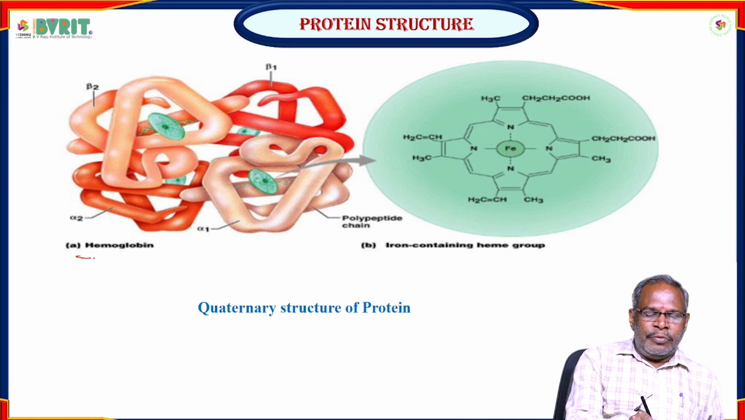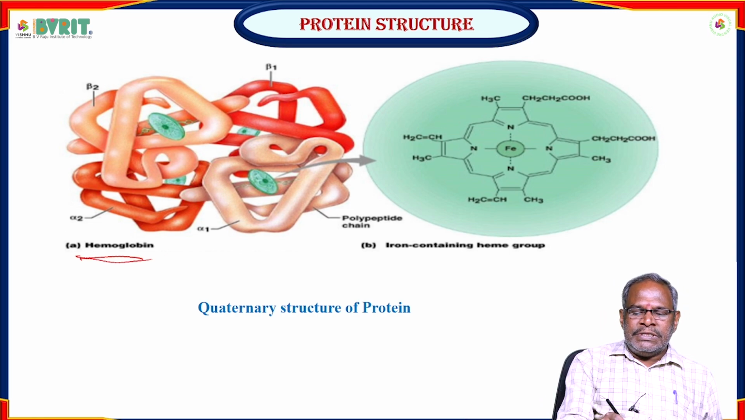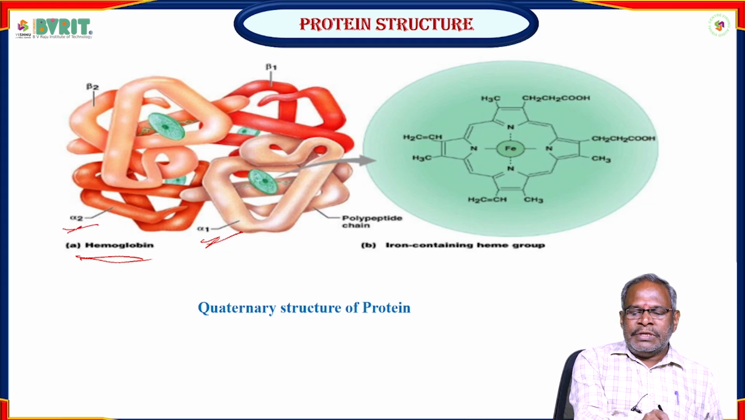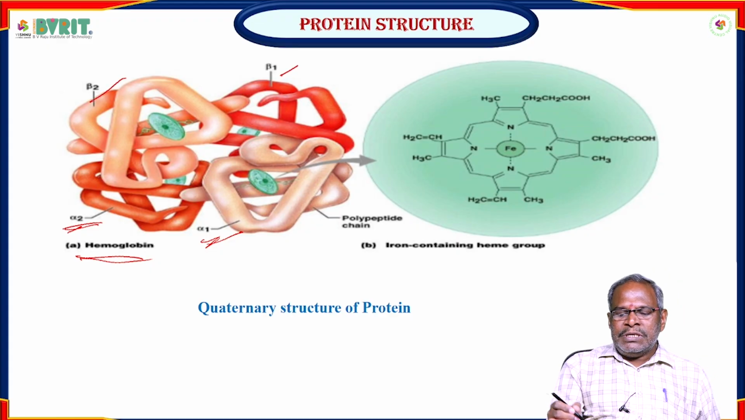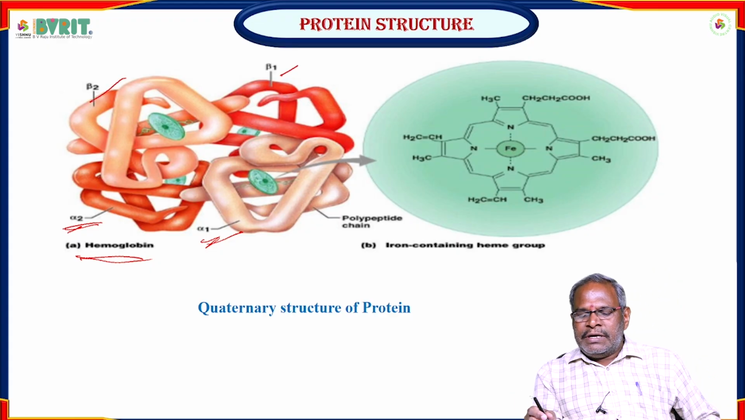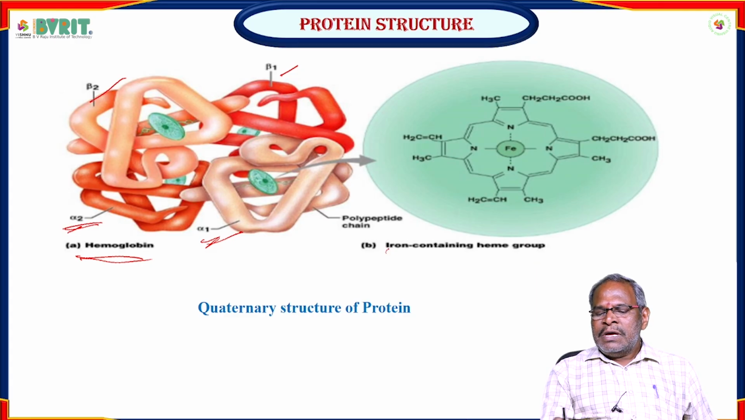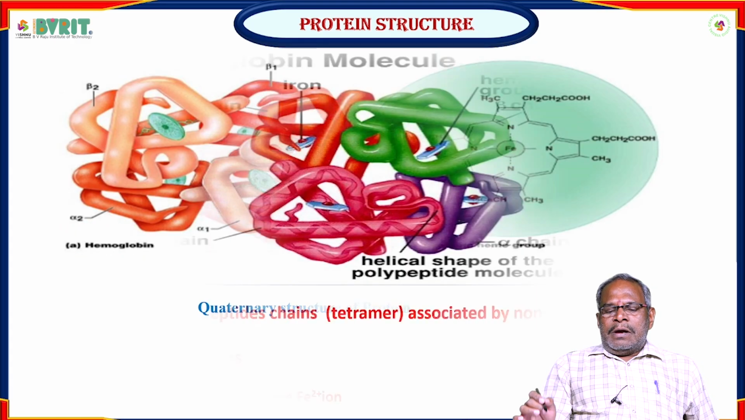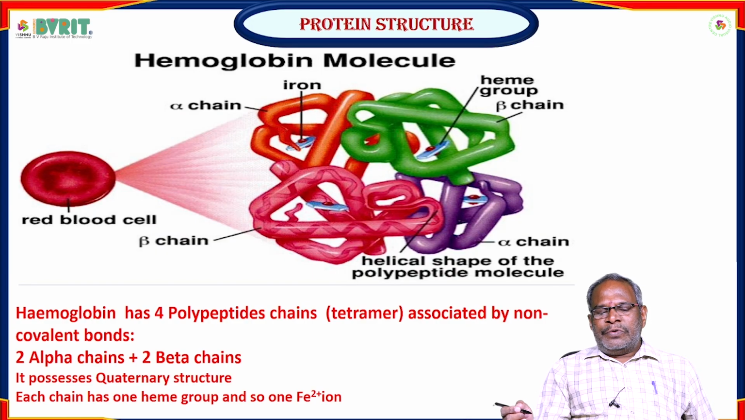The example is hemoglobin. This is the first alpha helix, alpha 1, and this is the second one, alpha 2, then beta pleated sheet 1 and beta pleated sheet 2. This is the quaternary structure of the protein. This is the iron-containing heme group in hemoglobin. And this is the complete protein structure.